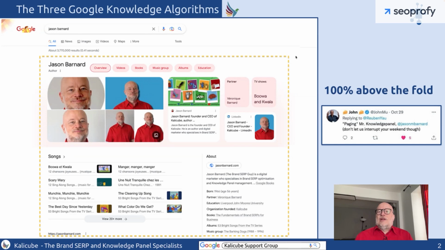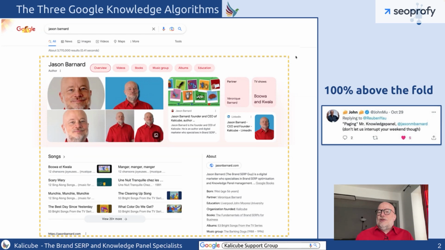As you can see at the top, I will start at the top. You've got overview, videos, books, music group, albums, education. Those are things that I've pushed into Google's brain so it understands that those are things I've done. I've been in a music group, I've written books, I've done lots of videos, I've made music albums. Oh, and I was educated. And it knows where I was educated, which is John Moore's Liverpool University. And in fact, if you look up alumni of Liverpool John Moore's University, I sit next to John Lennon, which doesn't make me a better musician, but it certainly makes me very happy.